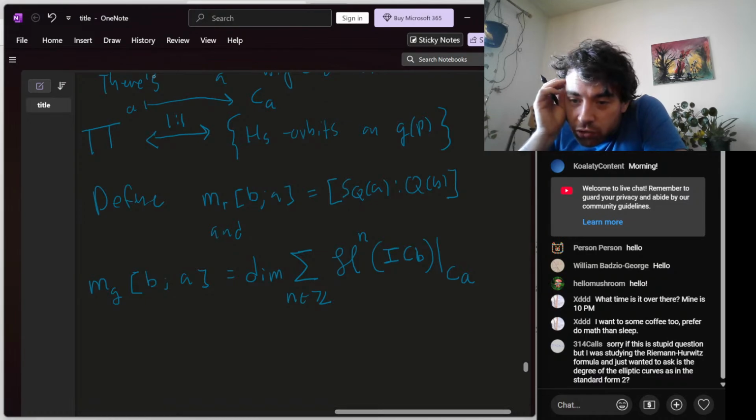Sorry if this is a stupid question, but you're studying the Riemann-Hurwitz formula, and you just want to ask, is the degree of the elliptic curve, as in the standard form, 2?